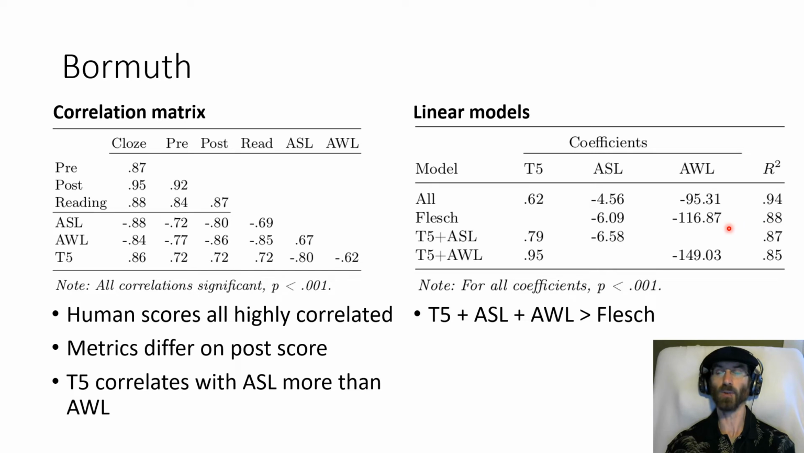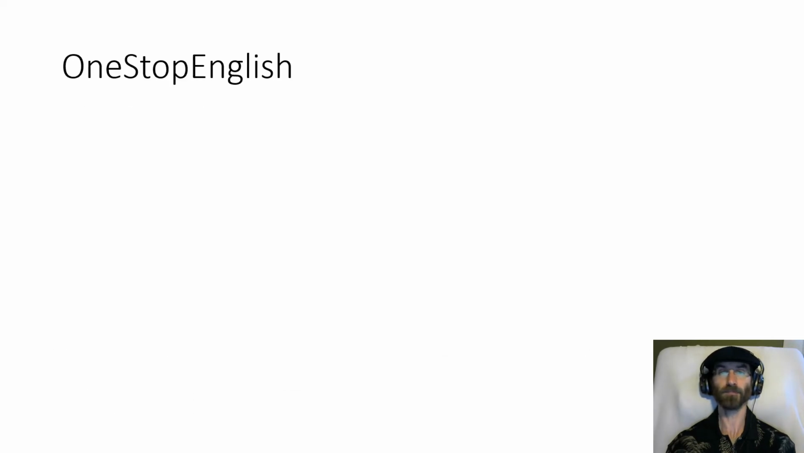We can also try to create more comparable models by using just two predictors, like Flesch has two predictors. So if we use T5 with just one other predictor, we can see that it's about the same as Flesch. It's only 0.01 different. So kind of interesting. Looks like we can get some improved predictive performance using T5, and it seems to be replacing average word length in this formula.